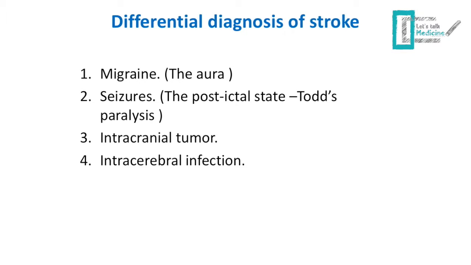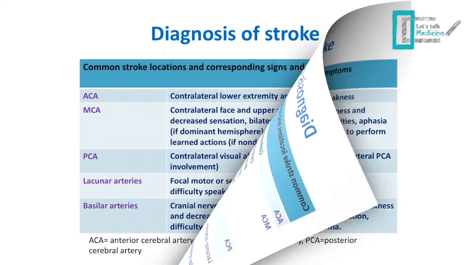Another differential diagnosis is seizures. After the seizure is completed, there's a phenomenon known as Todd's paralysis, in which the patient who had a seizure cannot move. Here comes the role of good history. If you take a good history and you know that the patient has had a seizure, you would know that this is not a stroke, instead it's Todd's paralysis. Other differential diagnoses include intracranial tumors or infections.